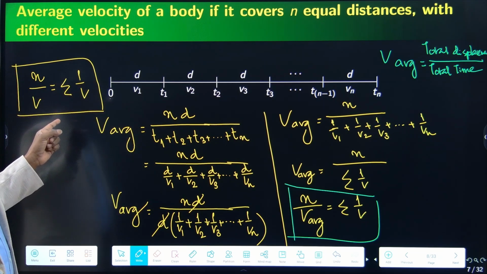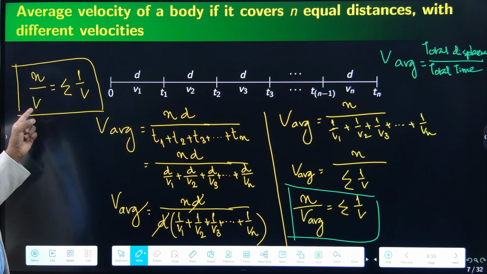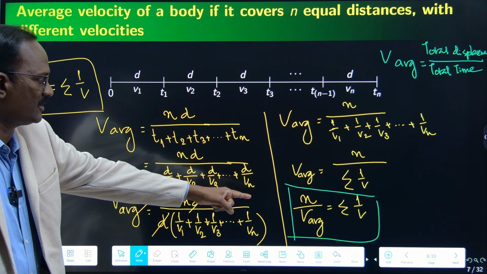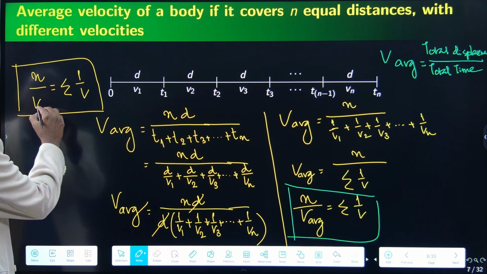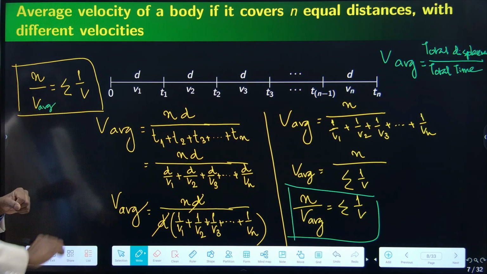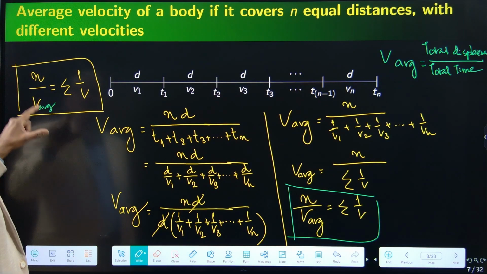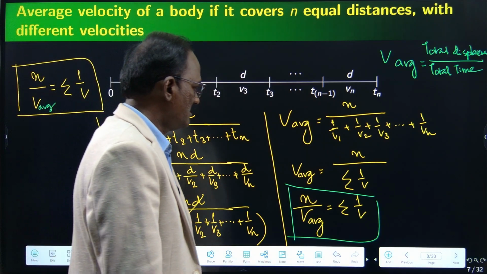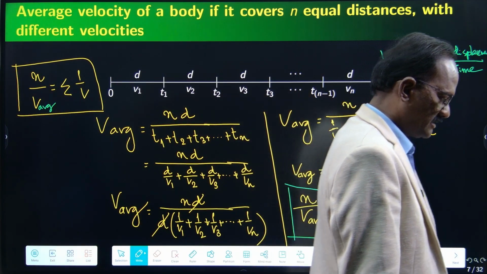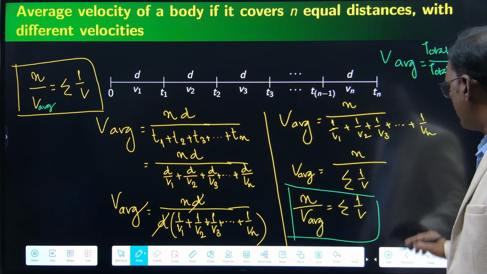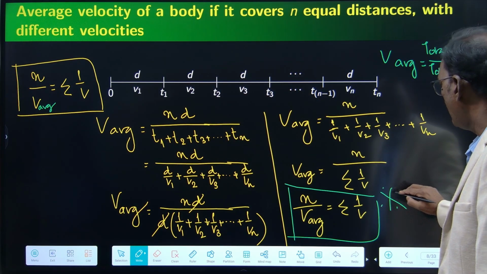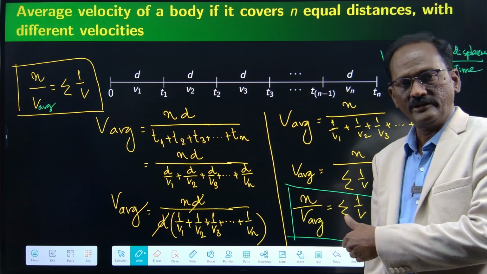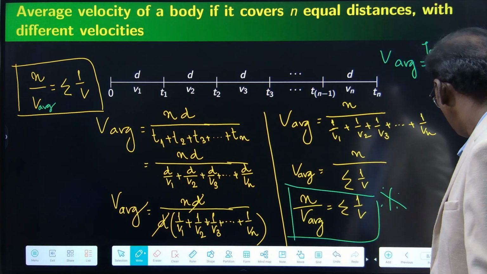Here there is no suffix. It means it is understood that this is the average, v average, right? Here v average is available. You please remember n by v is equal to sigma 1 by v, right? This relation is very, very important. You please learn it. Using this relation, we are going to solve a few problems one by one.